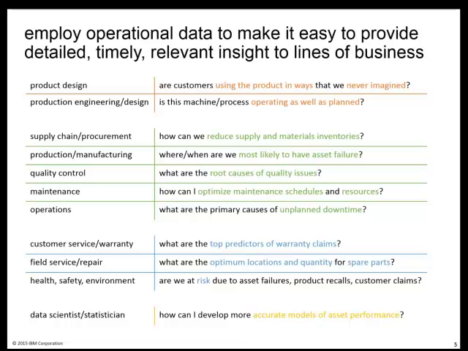For health, safety, and environment, the overall theme there is risk. Risk of avoiding catastrophic failures that could lead to injuries, or the issues of product quality that could lead to recalls or an inordinate amount of customer claims against those particular products. And lastly, for the data scientist or the statistician, the aspect there is the accuracy and the capability of the underlying models. What tools are in place? What current capabilities do you have to have sophisticated analytical capabilities to assess asset performance and model that accordingly?